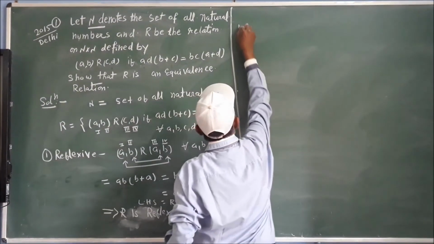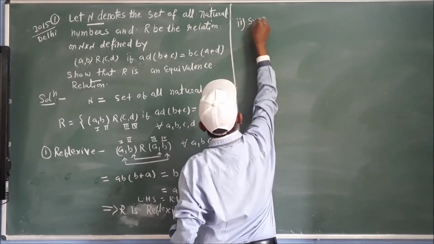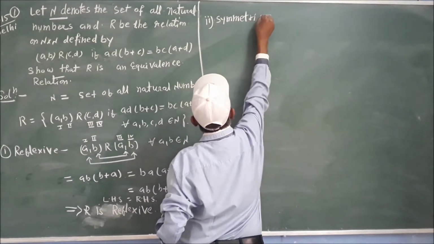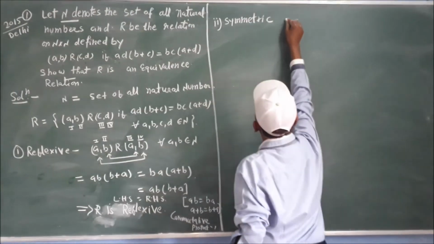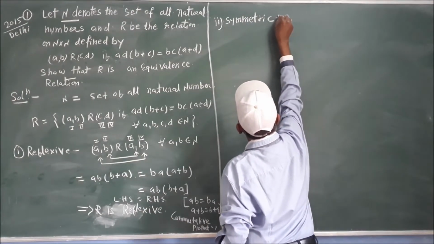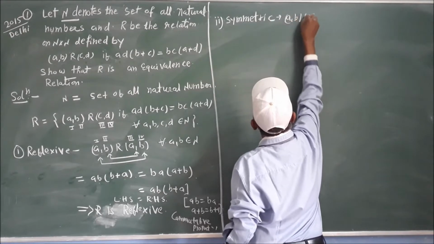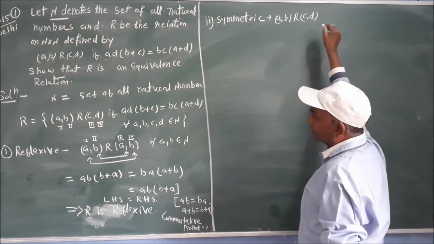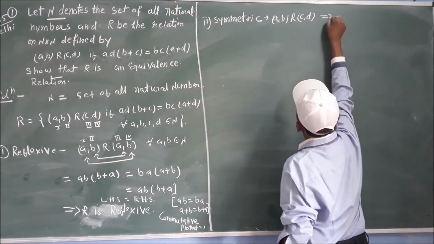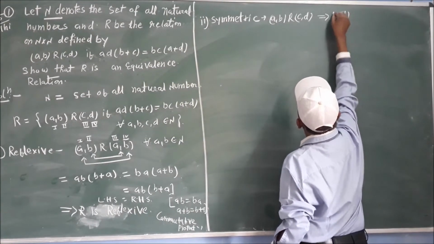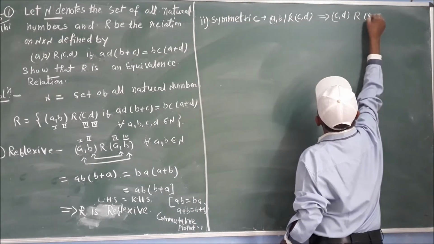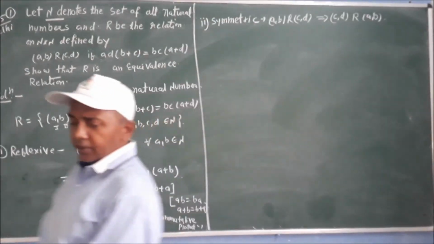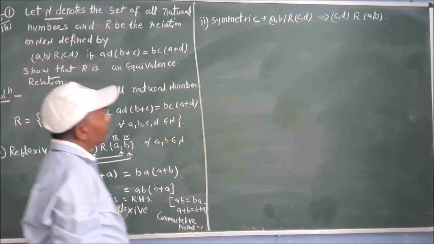Second is your symmetric property. For the symmetric property, (A, B) is related to (C, D) implies (C, D) is related to (A, B).